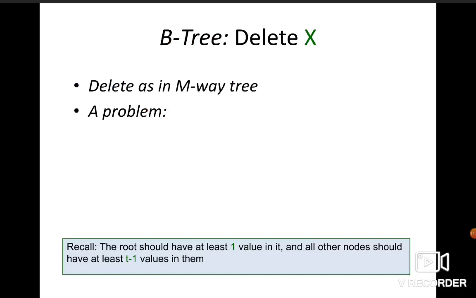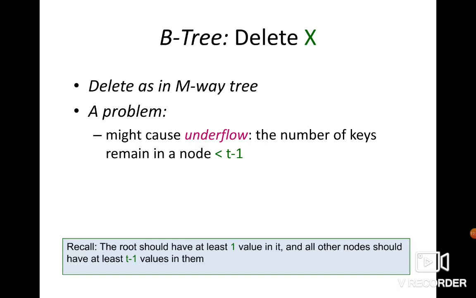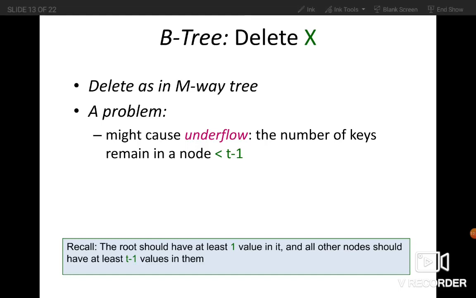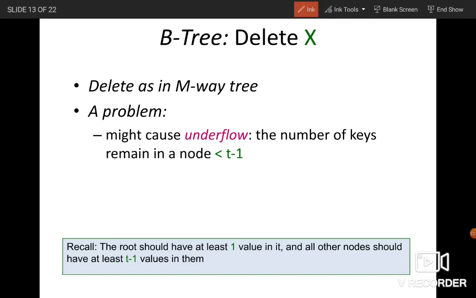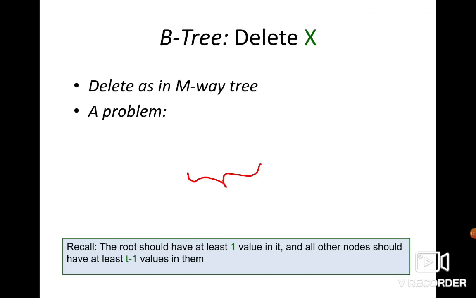Okay. So similarly, we go for the deletion operation. In the deletion operation, what is the problem? We have to check for underflow. For insertion, you have to check for overflow, and for deletion, you have to check for underflow. So what is underflow? The number of keys remaining in a node is less than t minus 1. If it is like this, then that node is an underflowed node. So don't forget, the root node should have at least one value in it.